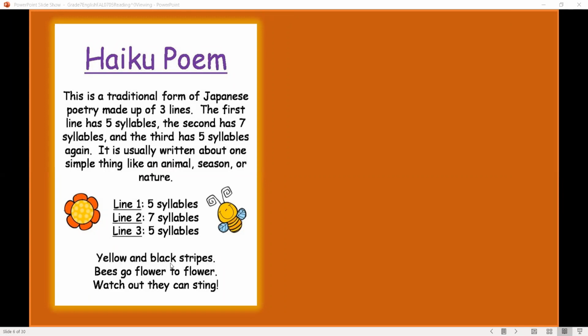Yellow and black stripes. So it should have 5 syllables in it. 5 places of emphasis on sound. Okay, the second has 7. Bees go flower to flower. All right, so that has 7 syllables. The last one, the third line, again has 5 syllables. Watch out, they can sting.